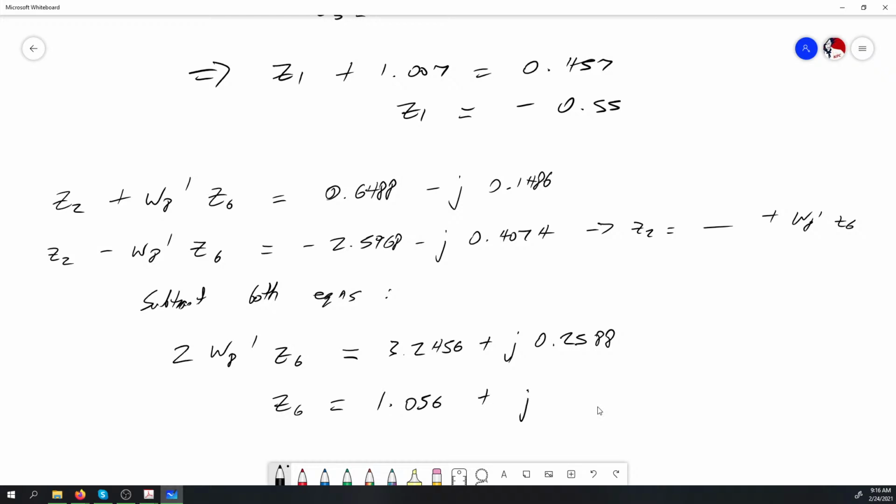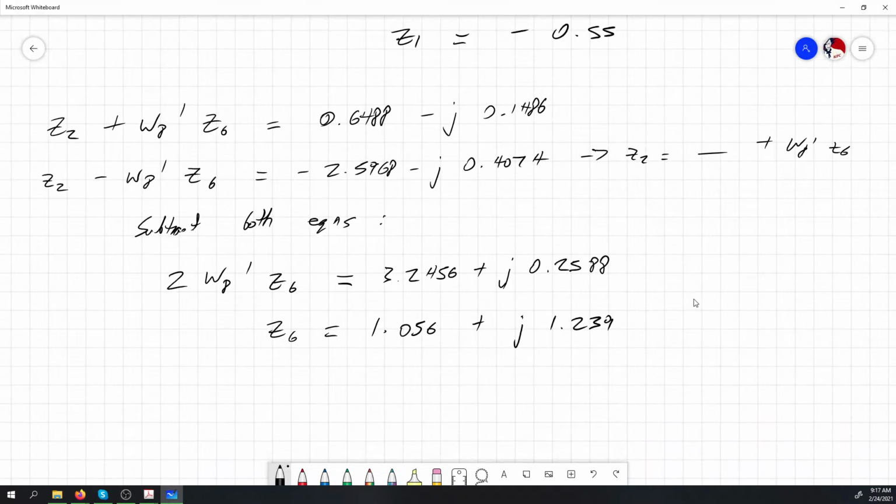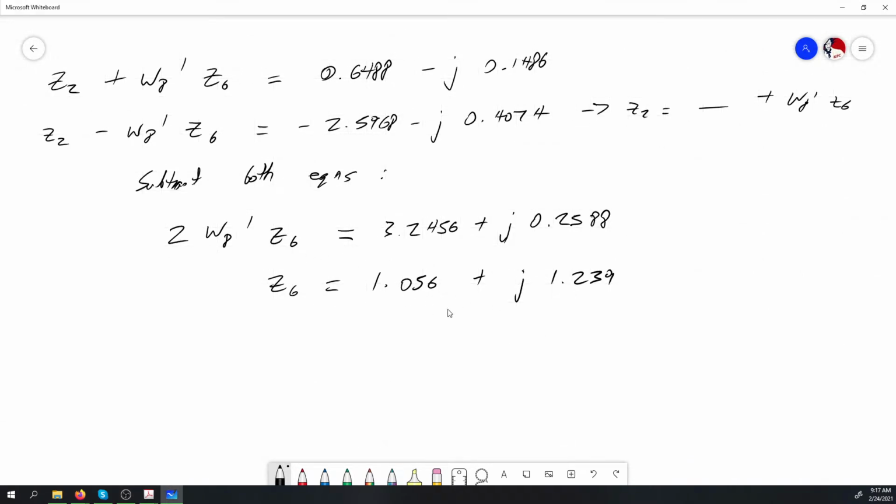plus j into 1.239. Right, so that's one thing to note here. The subtracted j values are incorrect. Just be a little bit careful when you're doing the mathematics here, because as you can see, I made a mistake when I was doing the subtracted j values. So we can obtain our z6 value here.